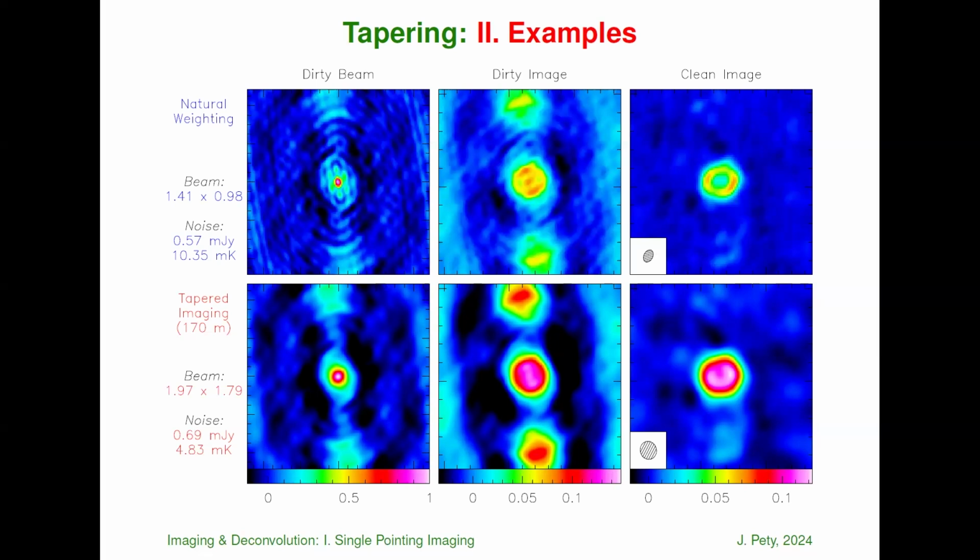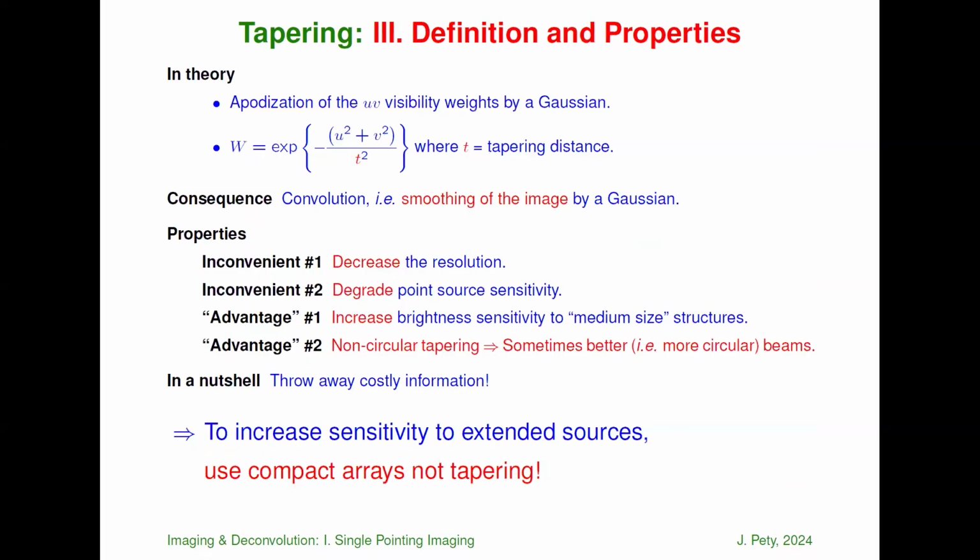So basically, you're doing this when you want to increase the signal-to-noise ratio at medium scale. For instance, galaxies are a collection of point sources, but sometimes you want to better see the spiral arms that are medium scales, and then you're tapering and making two images, one at high angular resolution and one at medium angular resolution, and you will not do exactly the same science on both. So tapering decreases the resolution, decreases the point source sensitivity, and increases the brightness sensitivity to medium-sized structure.